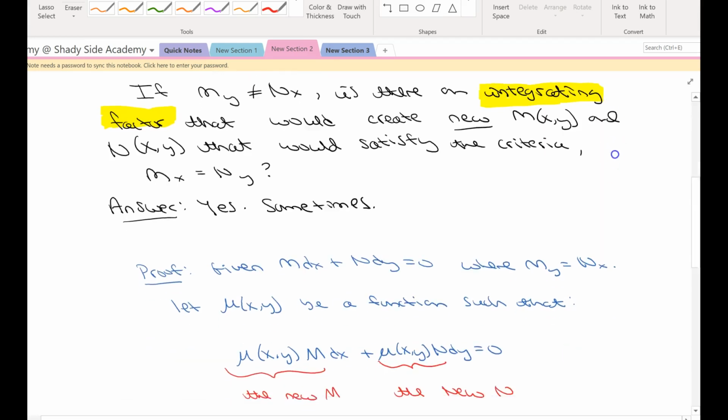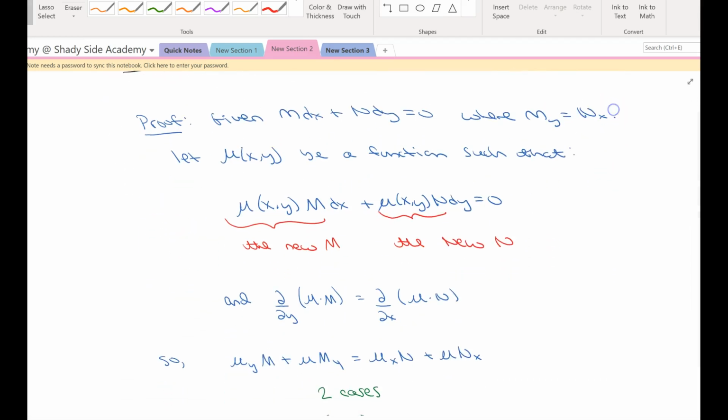So let's go through the proof here. And it's really lovely. Proof sometimes can be so incredibly elegant. Given a diffie-q where M sub y doesn't, whoops, there's my first error, where M sub y doesn't equal N sub x. Let mu of x,y be a function such that, okay, so what we're saying here is, I'm just calling mu of x,y.